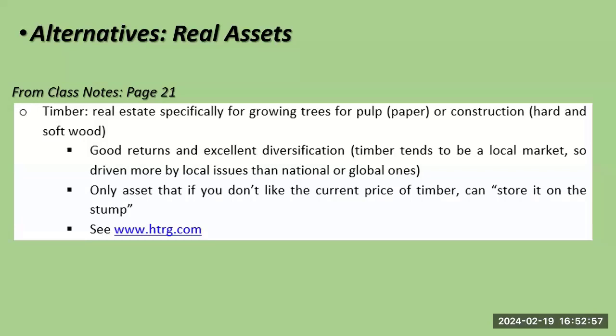So you own a piece of land where you have trees and you sell those trees. So it's real estate specifically for growing trees, either for pulp, for paper, or for hardwood and softwood for construction. It provides historically some pretty decent returns, provides some incredible diversification because timber tends to be a very local market. It's really hard to ship trees to China. Trees weigh a lot. They don't ship very well. They tend to sink your boat.